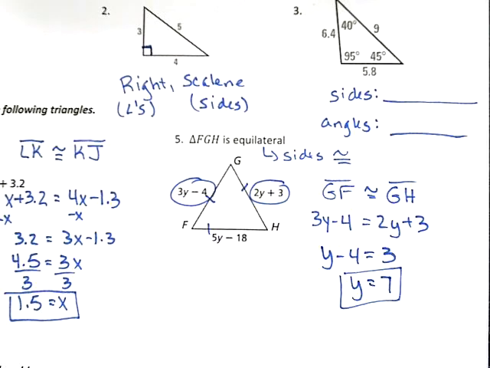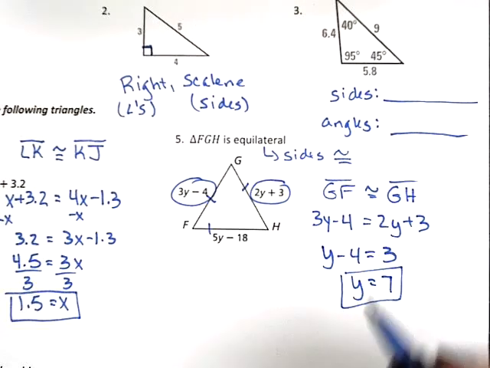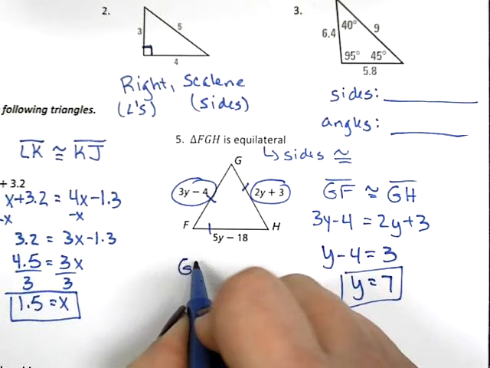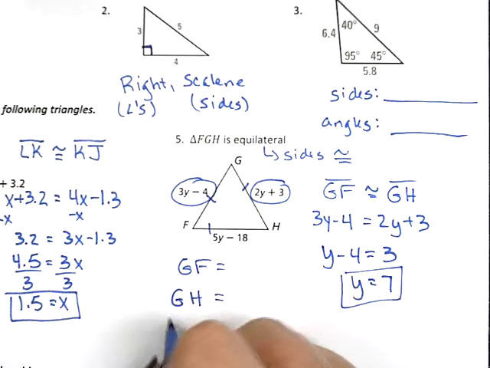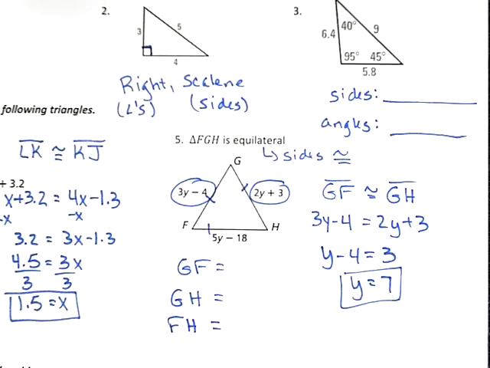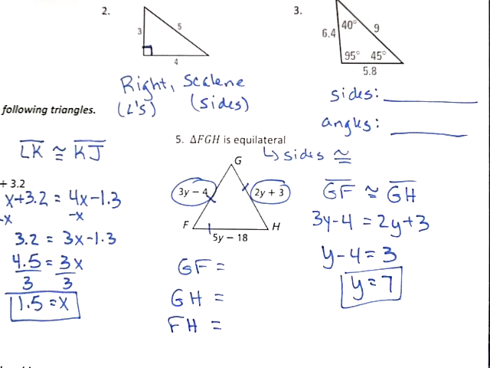Now I need to actually plug y in and get all three sides. So GF, GH, and FH. And hopefully when you plug that 7 in, you should get the same thing for each one. So grab your calculators.